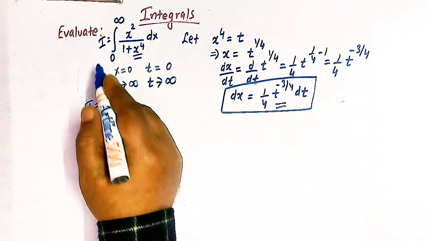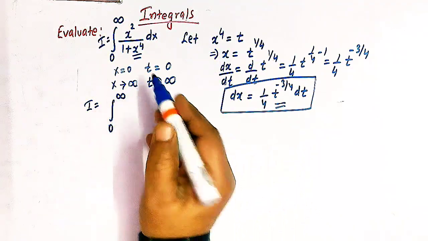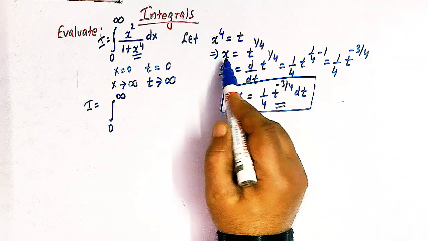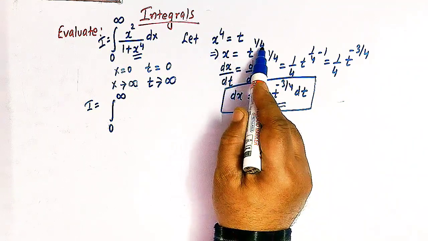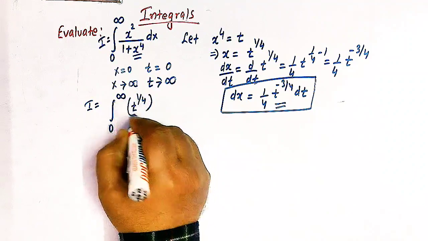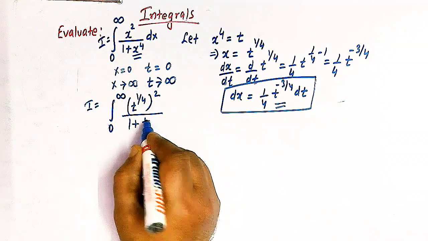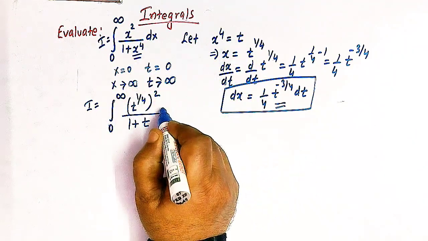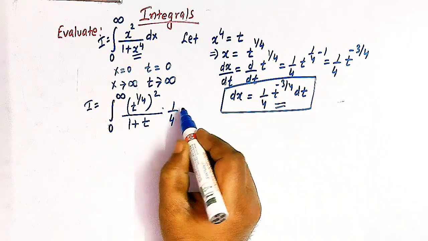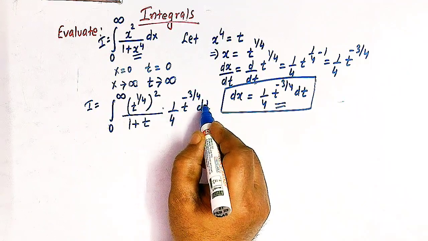So we can now write this integral I in terms of t as the integral from 0 to infinity. Here we have x square. So x square can be written as, because x is t raised to 1 by 4, t raised to 1 by 4 whole square, and in the denominator we have 1 plus t, because x raised to 4 is t, and then we have dx, and dx can be replaced by 1 by 4 t raised to minus 3 by 4 dt.